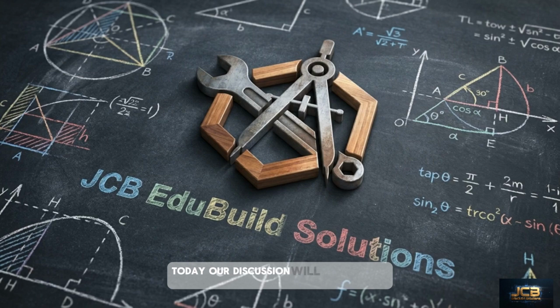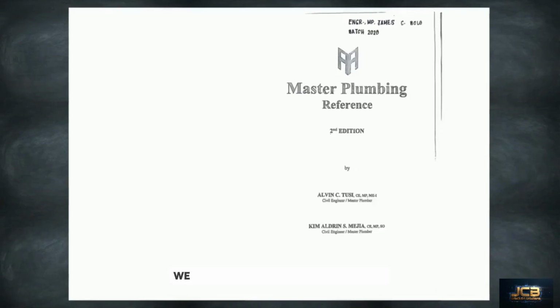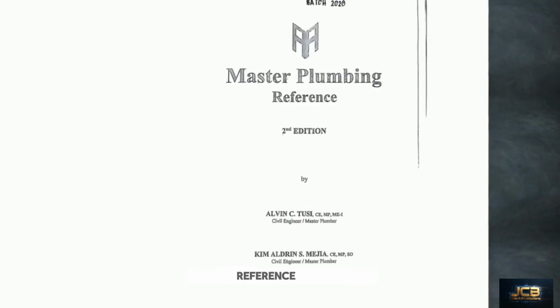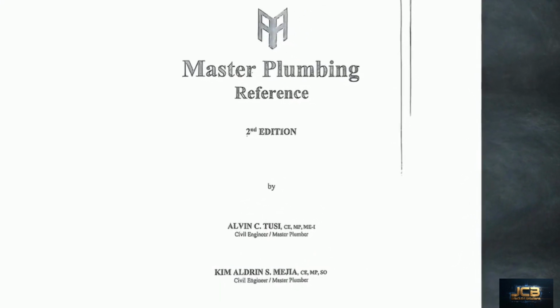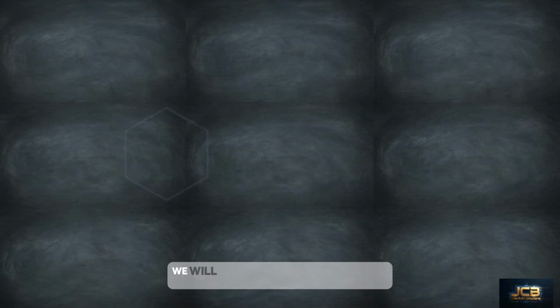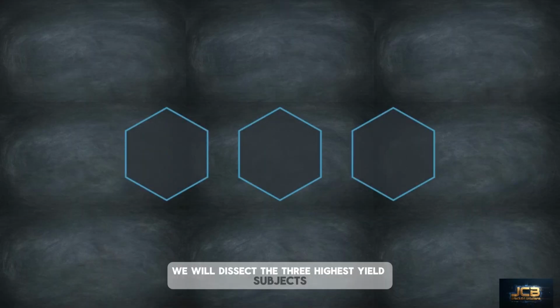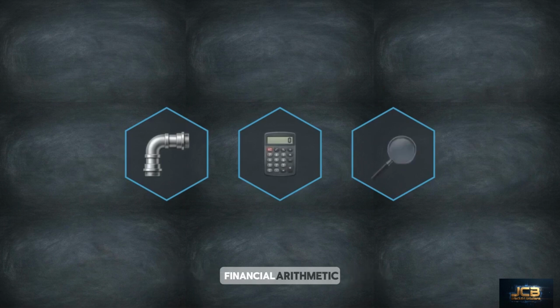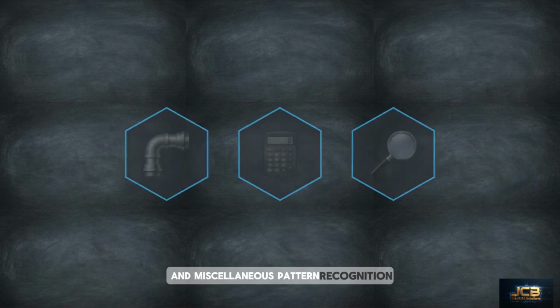Today our discussion will be plumbing arithmetic. We are grounding today's derivations directly in the Master Plumbing Reference 2, 2nd edition. Looking at the syllabus overview provided in the text, we face a 100-item examination, strictly timed at 2 hours, spanning 5 major areas in math and physics. We will dissect the 3 highest yield subjects required for the exam: applied physics, financial arithmetic, and miscellaneous pattern recognition.